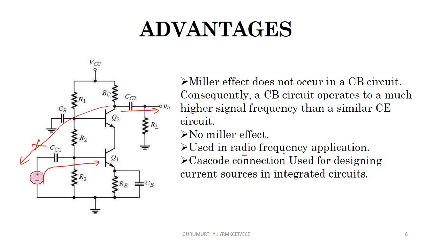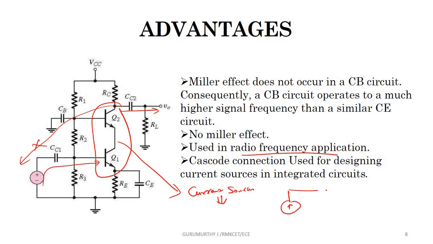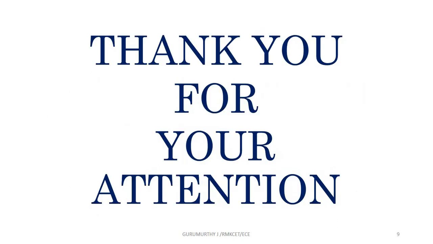So it is used for radio frequency applications, and this connection is also used for designing current sources to achieve higher output resistance. Any current source will have a shunt resistance, and this shunt resistance has to be much higher. If you want to design a good current source, this R0 should be higher, and in the cascode structure R0 is much higher. So it is suitable for designing current sources in integrated circuits. And that's all for this video. Thank you.